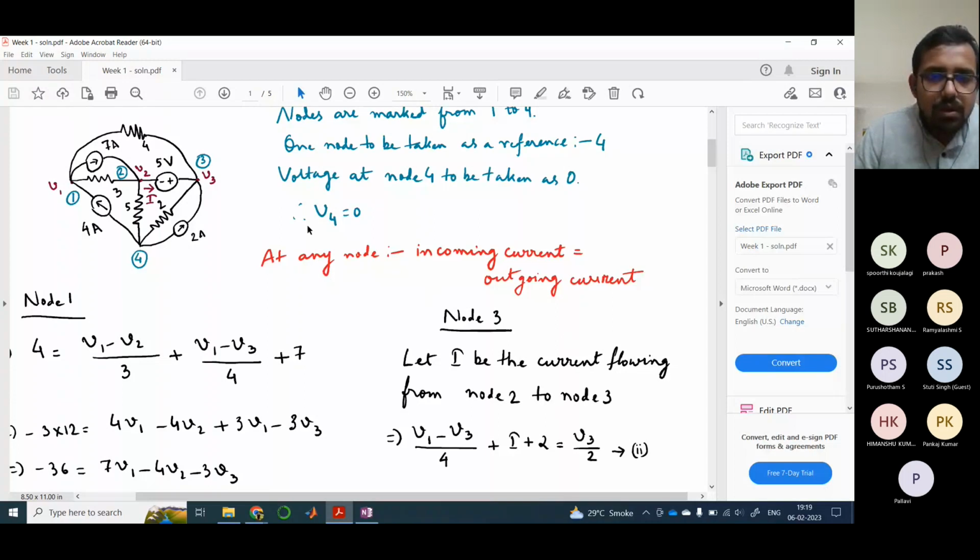Okay. So we were looking at node 3. Now I am assuming that my current is flowing from node 1 to node 3 via a resistance of 4 ohm. So this is right. So here I get one value: the potential difference between these nodes, that is V1 minus V3 divided by 4.